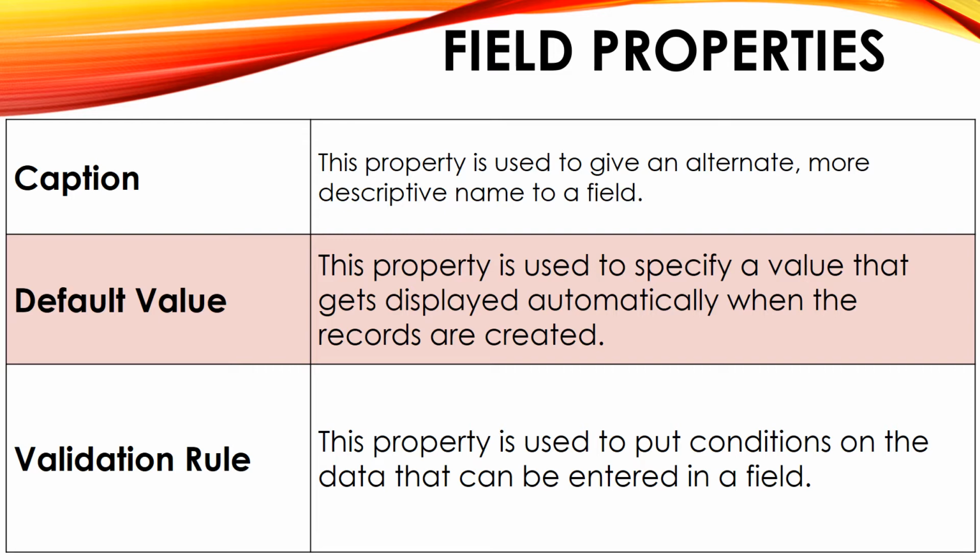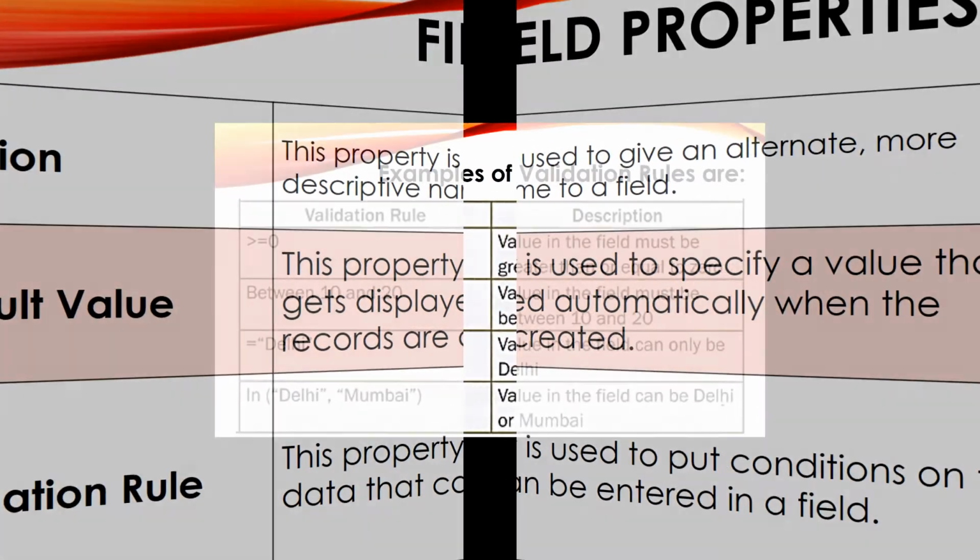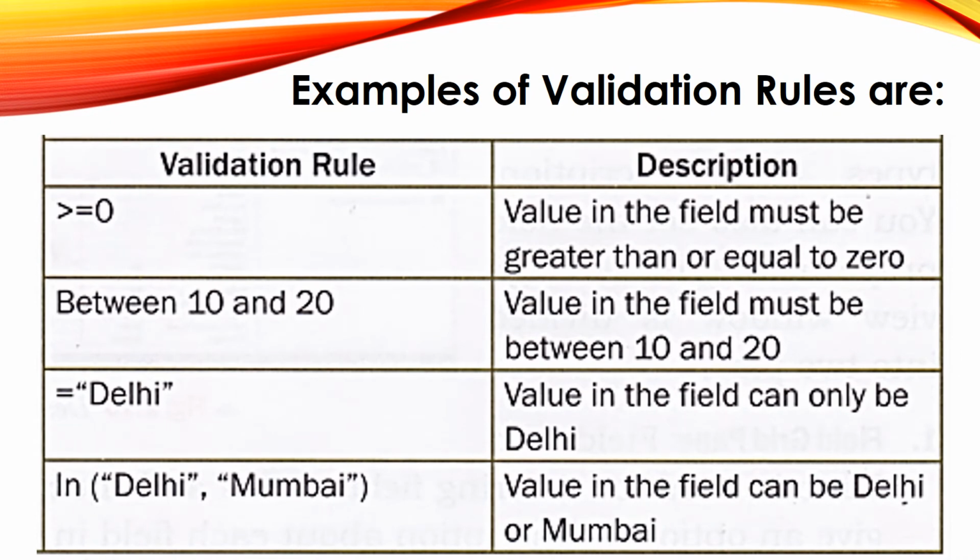Next is validation rule. This property is used to put conditions on the data that can be entered in a field. You cannot enter a value if it is not according to the validation rule. For example, if validation rule is greater than equal to 0, then value in the field must be greater than or equal to 0. Between 10 and 20, value in the field must be between 10 and 20.